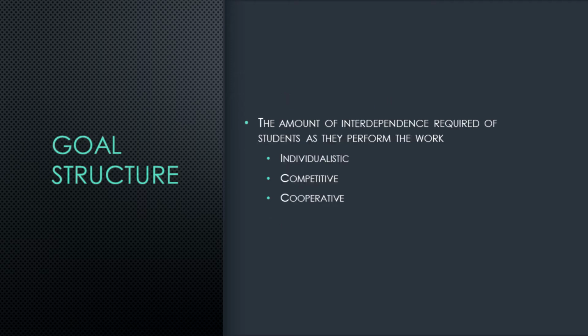A lesson's goal structure refers to the amount of interdependence required of students as they perform their work. There are three types of goal structures: individualistic, if achievement of the instructional goal requires no interaction with others and is unrelated to how well others do; competitive goal structures, where students compete with others to achieve important goals; and cooperative goal structures, where students can achieve their goal only when other students with whom they are linked can attain theirs.